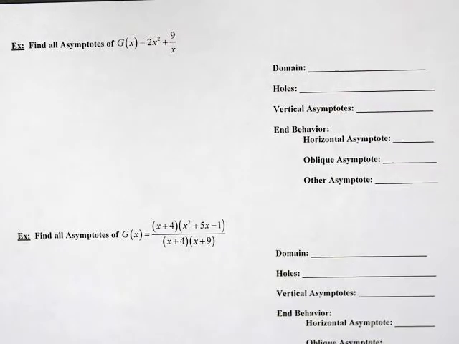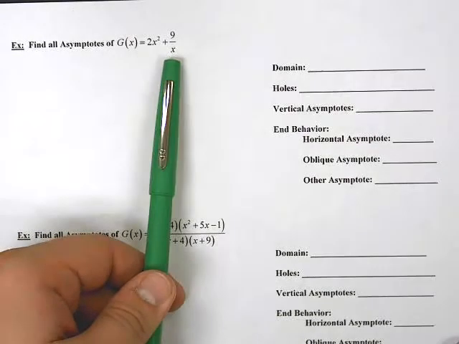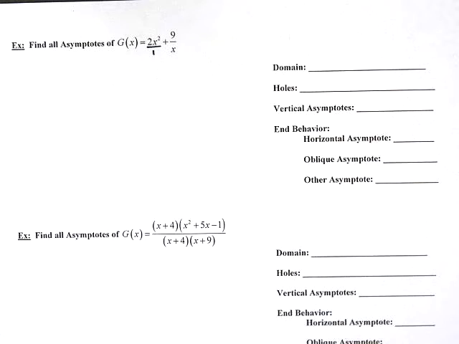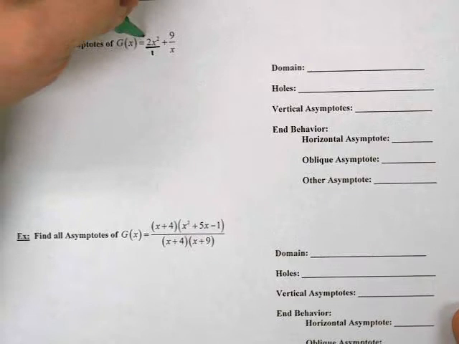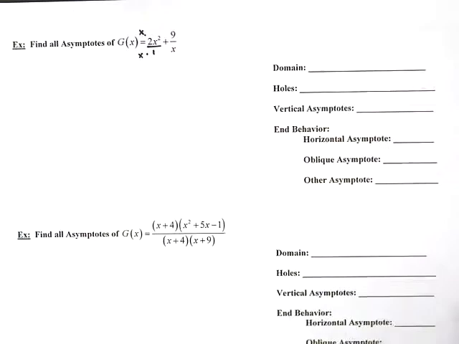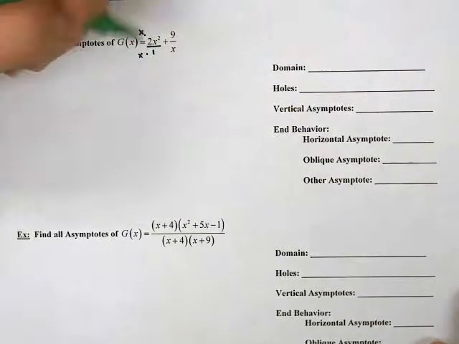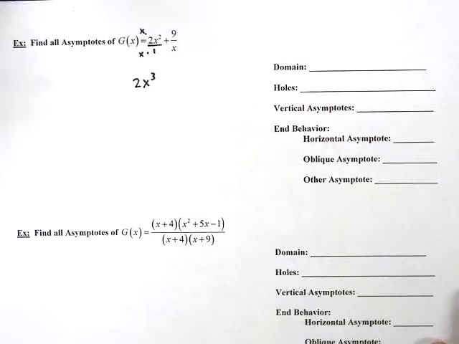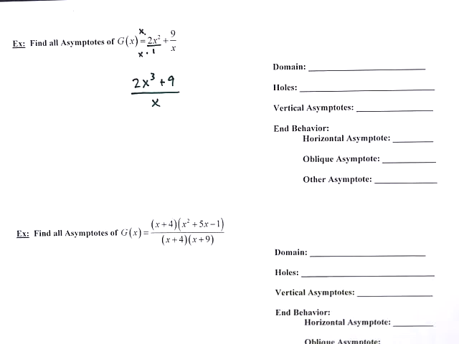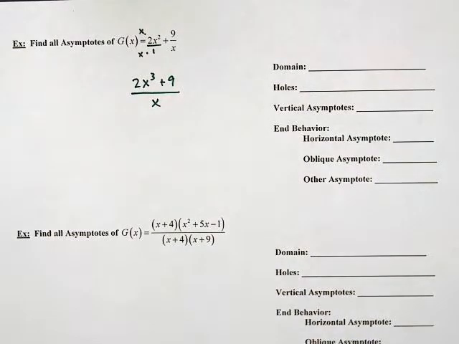I like this one, especially because it requires us to do a little bit of fraction work before we get started. We have two fractions separated, or technically we only have one fraction, but I can make that into a fraction. And we know that if we want to add fractions, we need to have common denominators, so I need to go by x and by x. That becomes 2x cubed plus 9 all over my denominator of x. Easy enough, right? Not that bad.